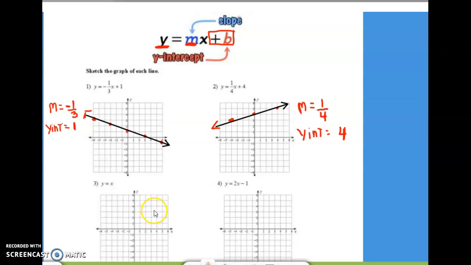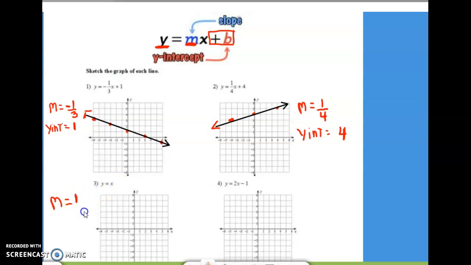All right. The next two. Okay, let's start with the slope first. So m. I do not see a number in front of the x. So when you don't see a number in front of the x, you assume it's going to be a 1.